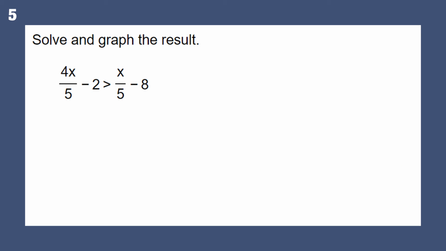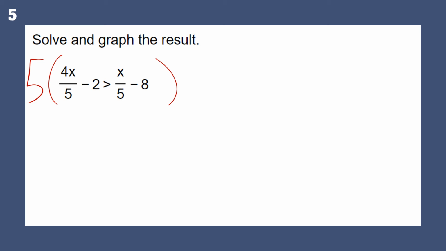Solve and graph this result. Now this one has fractions, but don't freak out. I don't like having fractions in equations and inequalities. So the first thing I'm going to do is get rid of the fractions. You can do whatever you want in algebra as long as you follow the rules of doing the same thing to both sides. So I'm going to multiply both sides, the whole thing actually, by 5.